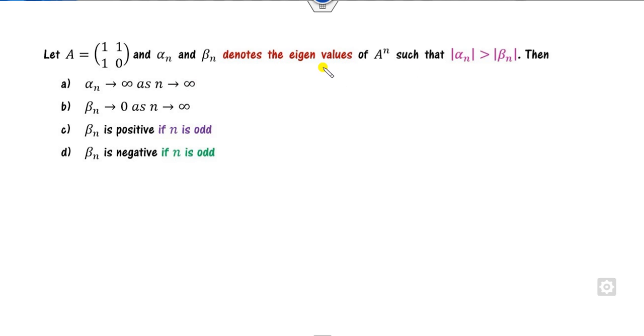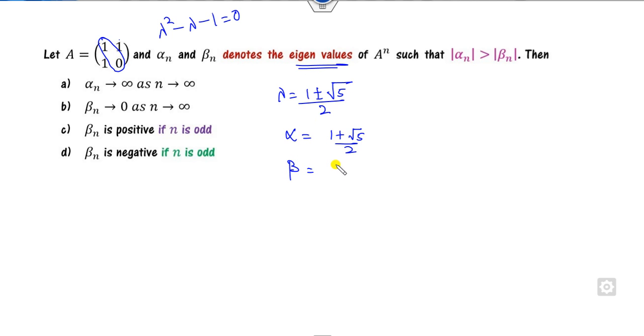Okay, so what are the eigenvalues of this? You can find them from lambda squared minus trace times lambda plus determinant. The trace is 1 and the determinant is minus 1, so I can solve this: lambda equals 1 plus or minus root 5 over 2. So one eigenvalue, say alpha, is 1 plus root 5 by 2, and the other, beta, is 1 minus root 5 by 2.